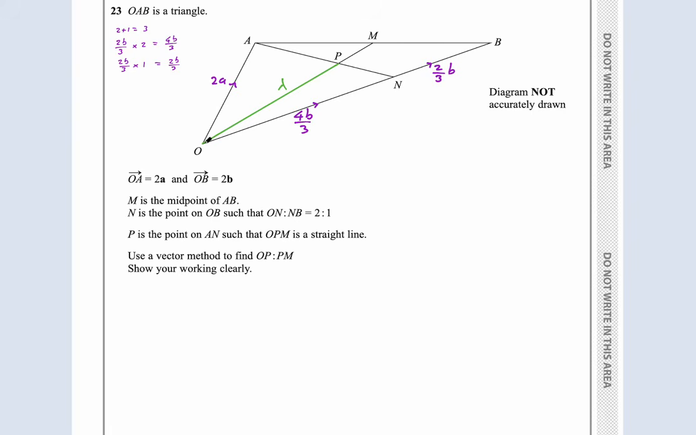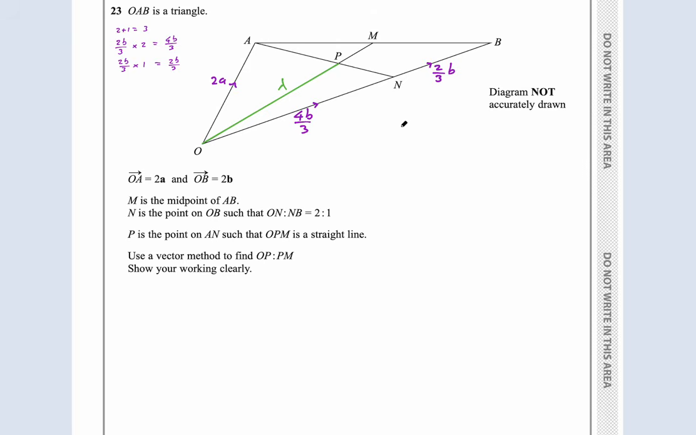The first way is I'll go straight across here. I'll say it's lambda times OM, but I'm going to have to find OM. And the second way I'll do it is I'll go this way. I'll go to A and then across to P. Both ways I'm going to need other vectors. So I'm going to first need AM, and to get AM I need first AB.